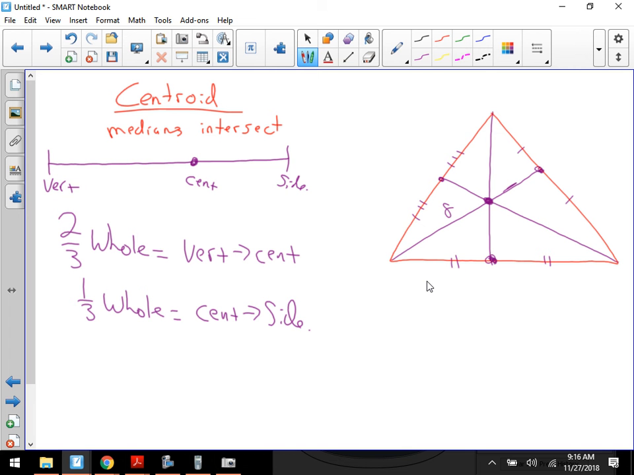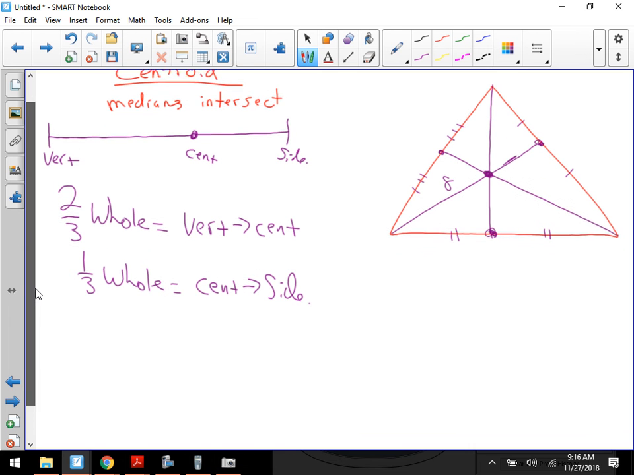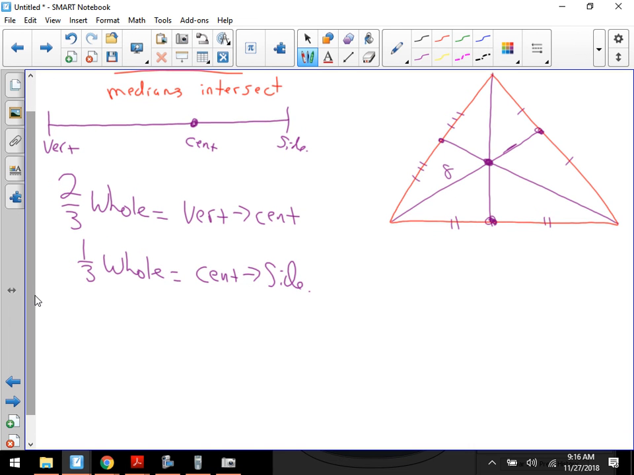We knew that, like you guys just said a second ago, the vertex to centroid was 8, centroid to side was just half. Because half of 2/3 is 1/3. If I double 1/3, I get 2/3. So the relationship between the two was the one that we usually work with. So if we double centroid to side, it equals vertex to centroid.